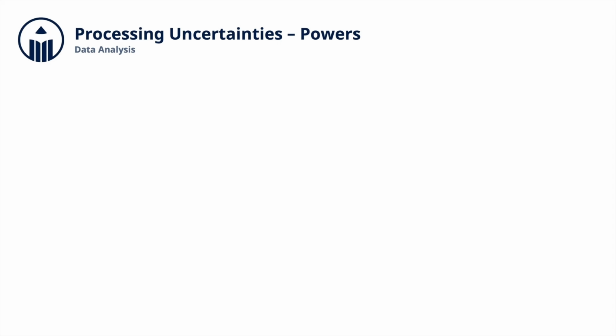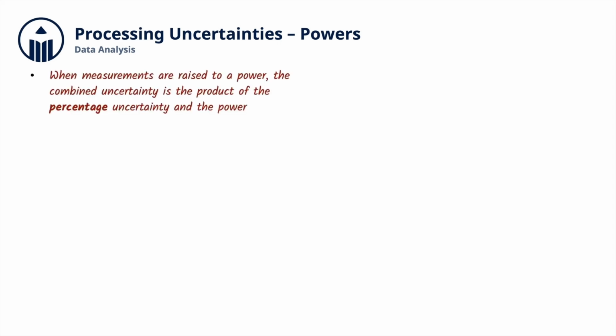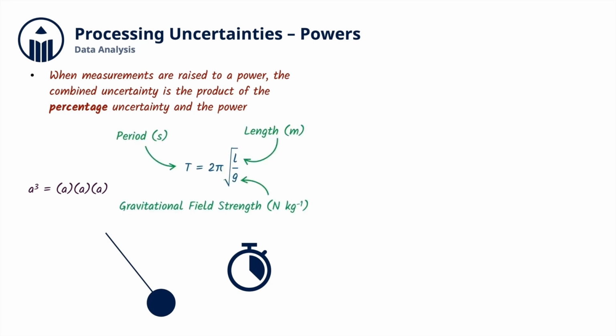For the uncertainty in a value raised to a power, the only change is that we now need to multiply the percentage uncertainty by that power. This is because when a value is raised to a power, for example cubed, it is that value multiplied by itself 3 times, and we add the percentage uncertainties when combining values which are multiplied. Here's an example of a pendulum, where the length of the pendulum is measured with a ruler and the period for one oscillation is measured with a stopwatch. The period of a pendulum is defined by this equation.